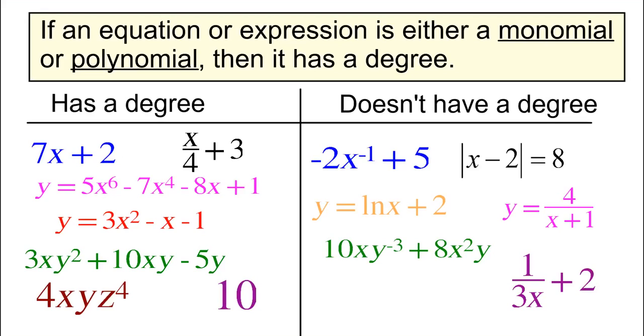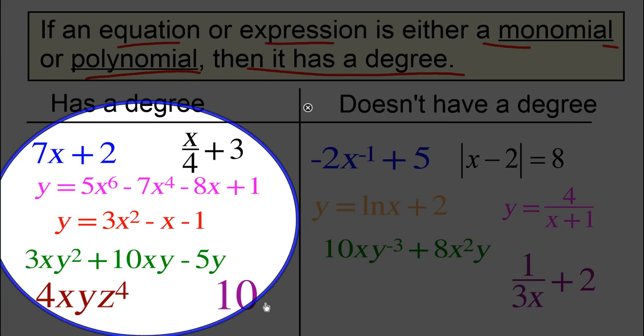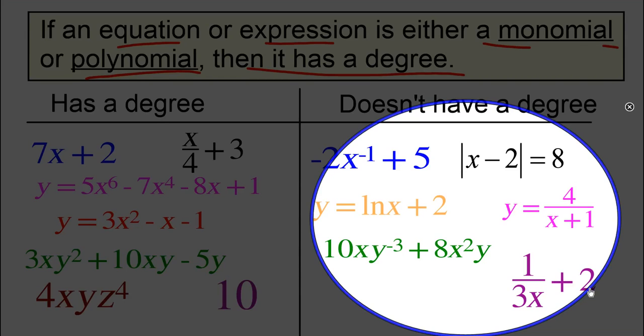We now know what a polynomial is. Let's expand on that. If an equation or an expression is either monomial or polynomial, then it has a degree. All of these are either polynomial or monomial, and they have a degree. These over here, though, are not polynomial, and they do not have a degree. Let's deal with monomials first.